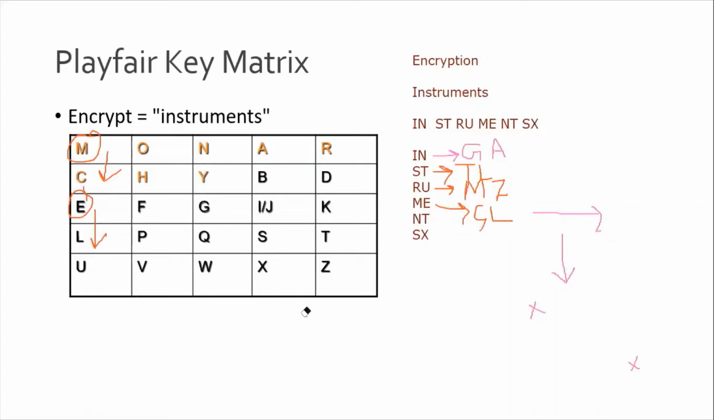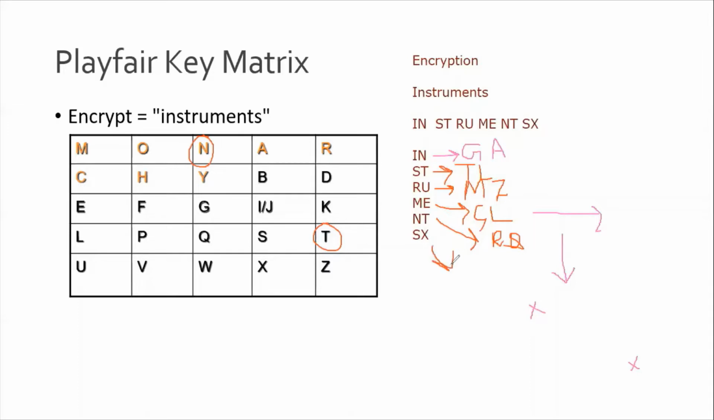The next part of this encryption is N and T. Where are N and T in this matrix? Again, both are in different rows and columns. So we will write R and Q instead of N and T, because R is opposite to N and Q is opposite to T, in this column and in this row.